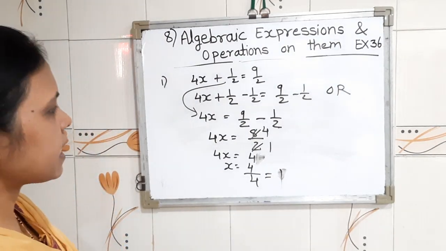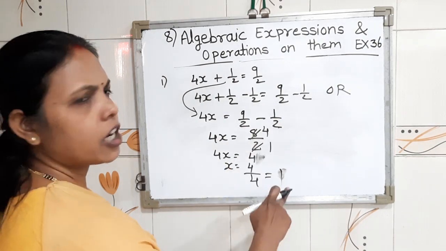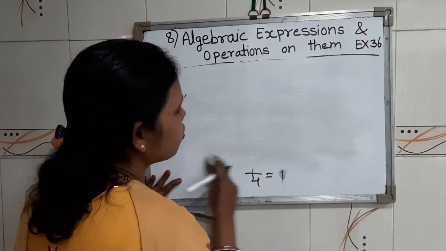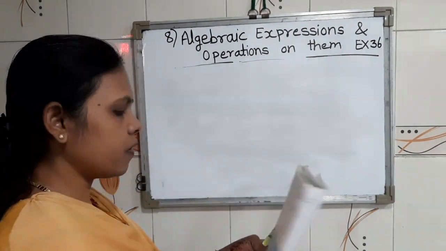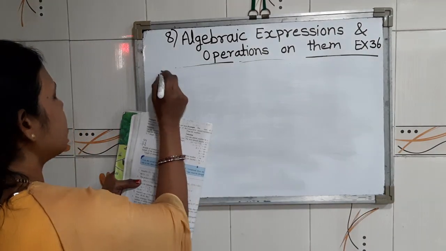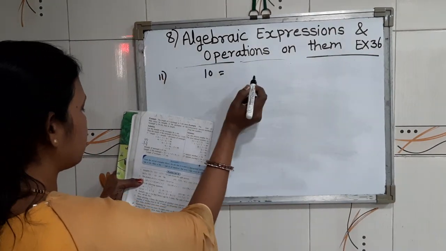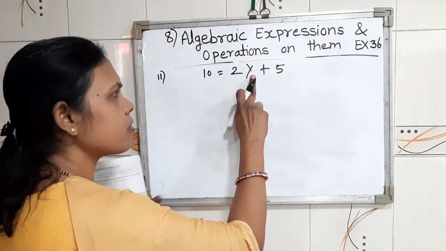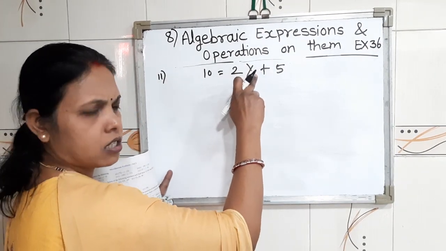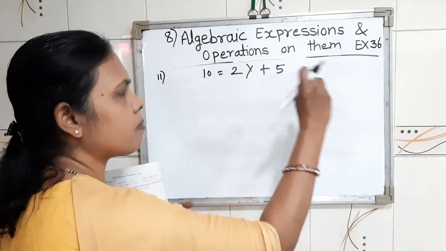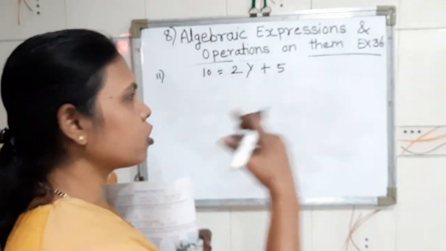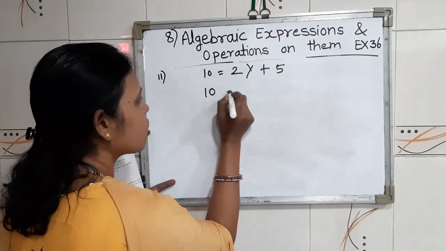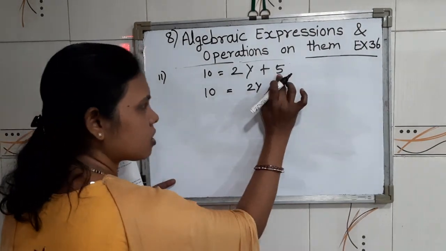Now question number second. I hope you all understood. Next question. If you have not understood, through the next question, I hope you will come to understand. Second one, 10 equal to 2y plus 5. What I told, wherever the variable is there, the numbers with that variable, we are going to remove one by one and step by step. Here 10 as it is equal to 2y. This plus 5 is there.